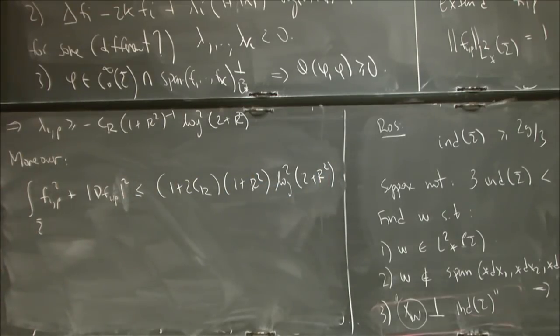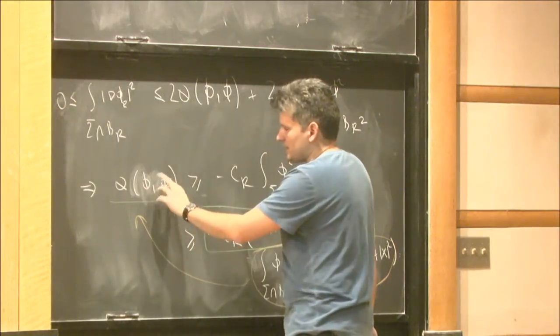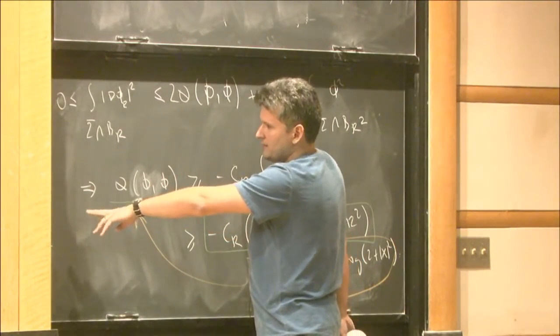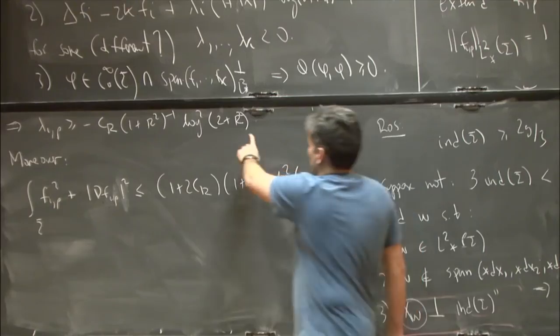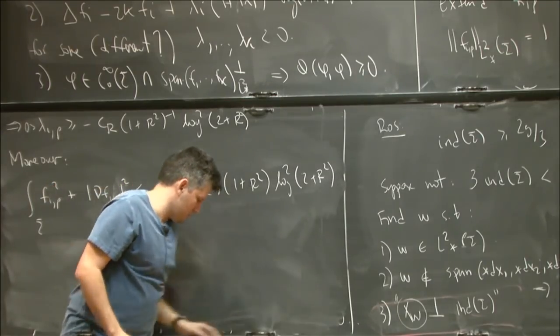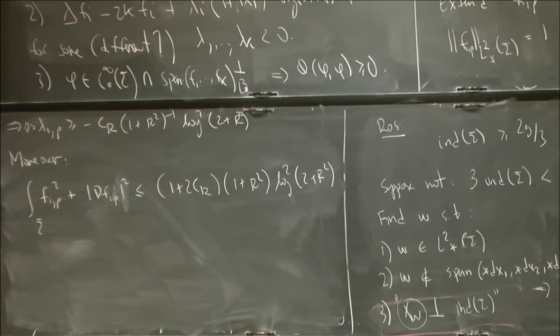So how do I get this? Well, I just plug in phi rho in here, and then I use that phi rho satisfies the eigenvalue inequality, the lambda_1 comes out. Then I use that lambda_1 is at least this much. So I get an estimate like this. Now, I should say it's important that this bound is like this, because it makes the sign work. Okay, so sorry, this is in the ball of radius R.